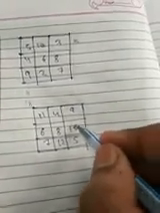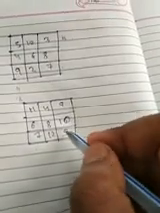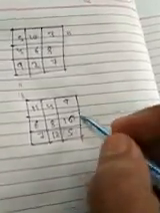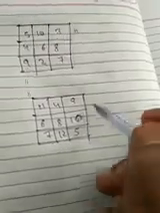Similarly, 10 plus 5, 15, 15 plus 9, 24. 8 plus 12, 20, plus 4, 24. 12 plus 7, 9 plus 5, 24. So this will become the magic square. On adding rows and columns, we are getting the sum 24.